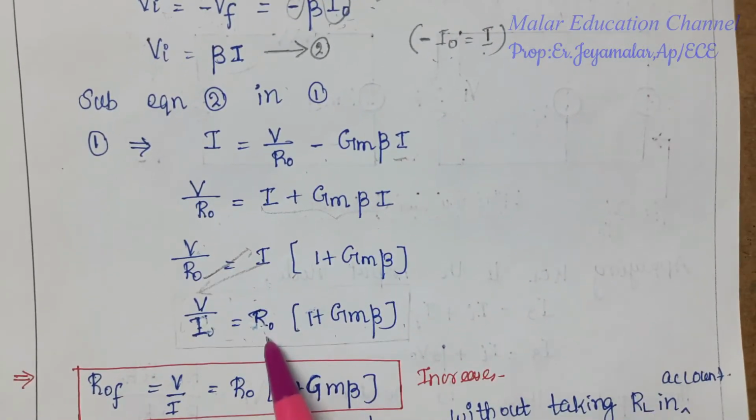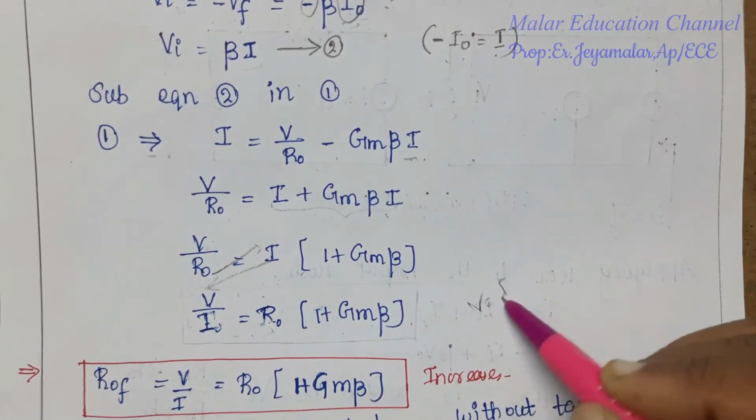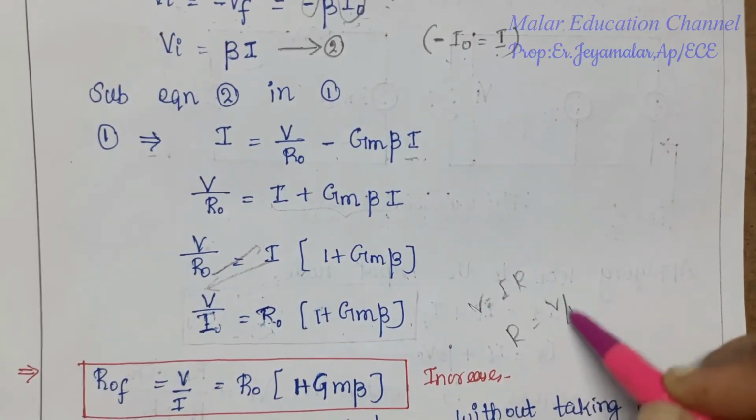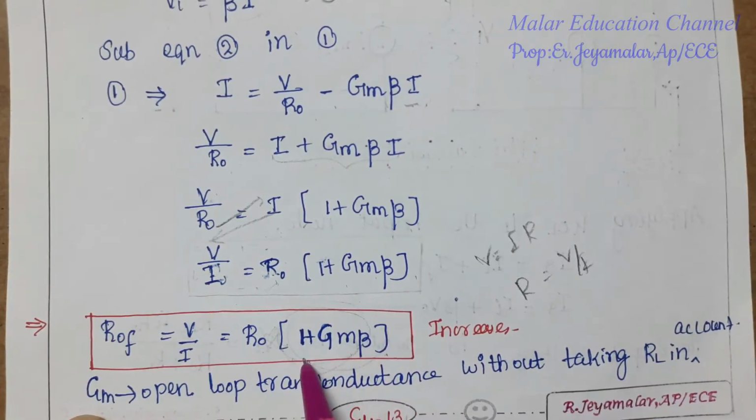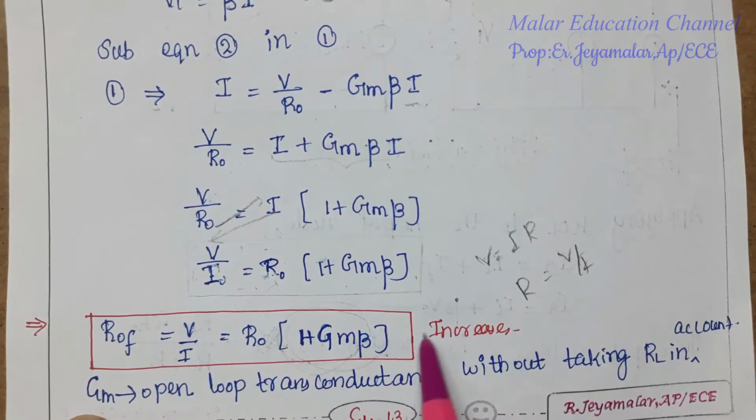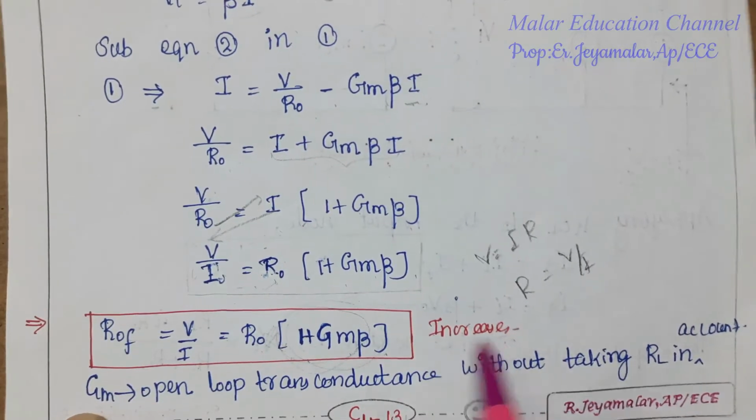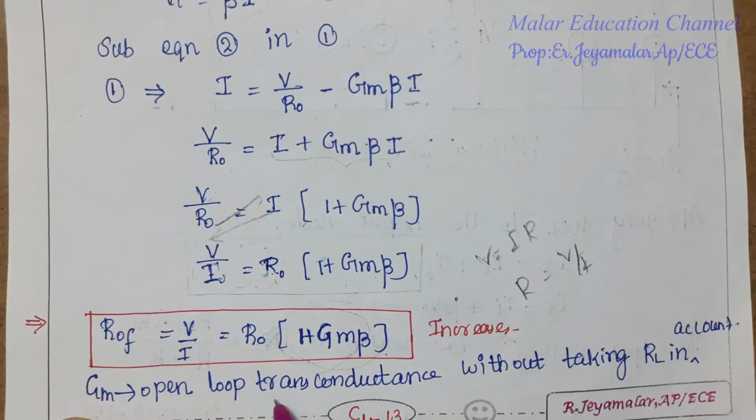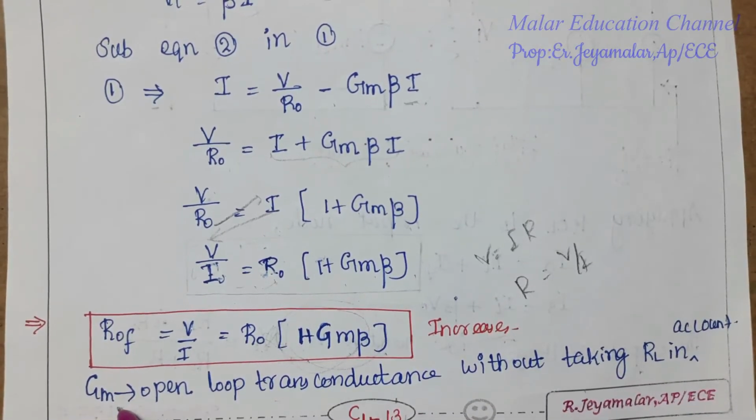We know the calculation for the R naught, isn't it? So R naught equal to V by I. We know the formula V equal to IR, so R equal to V by I. So here this is for V by I. It's nothing but the beta term in terms of multiplication. So here also the output resistance with feedback increases. Okay, here small m is nothing but the open loop transconductance without taking RL into account. Small m means without RL and capital M means with RL.